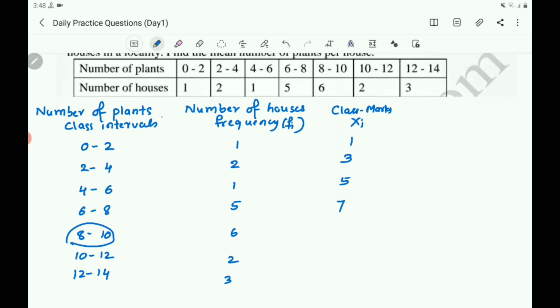Then 8 plus 10 is 18. 18 divided by 2 is 9. Then 10 plus 12 is 22. 22 by 2, you will get 11. You write 11 here. Next, 12 plus 14 divided by 2. 12 plus 14 is 26. 26 divided by 2 is 13.